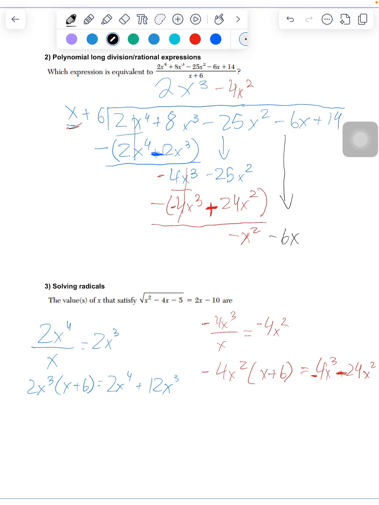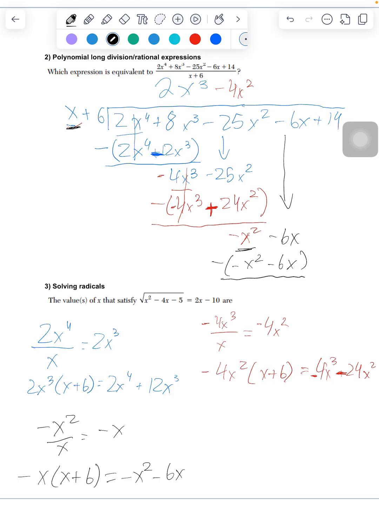All right, we're going to repeat the process again. Leading term divided by leading term. So minus x squared divided by x is going to give me minus x. I'm going to multiply all that by my divisor, x plus 6. So I'm going to get minus x squared minus 6x. Now I'm going to subtract this whole thing. So let's subtract minus x squared minus 6x.